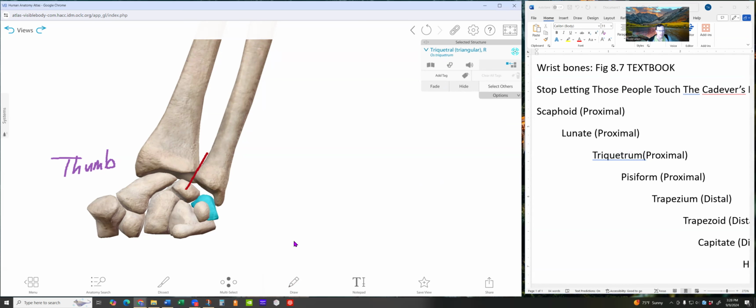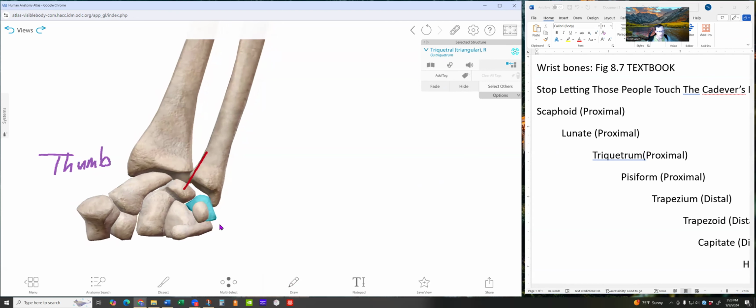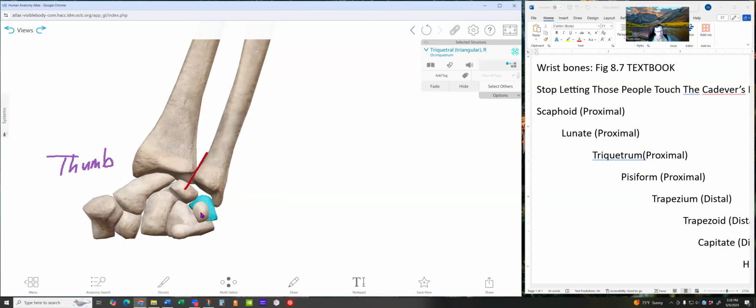All right. And then the last bone on the proximal row is the pisiform. The pisiform is nice because it literally looks like a pea. I mean, it's kind of like a rounded, small, tiny bone on the pinky finger side. Okay. All right.